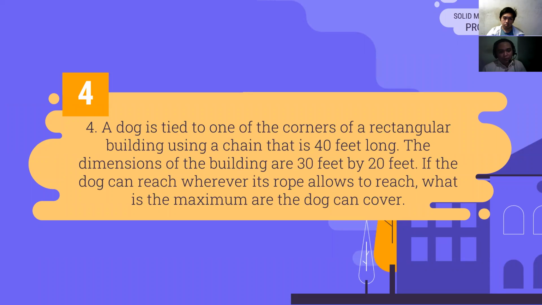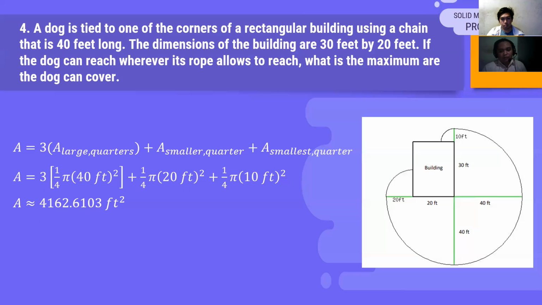Problem number 4 states that a dog is tied to one of the corners of a rectangular building using a chain that is 40 feet long. The dimensions of the building are 30 feet by 20 feet. If the dog can reach wherever its rope allows, what is the maximum area the dog can cover?